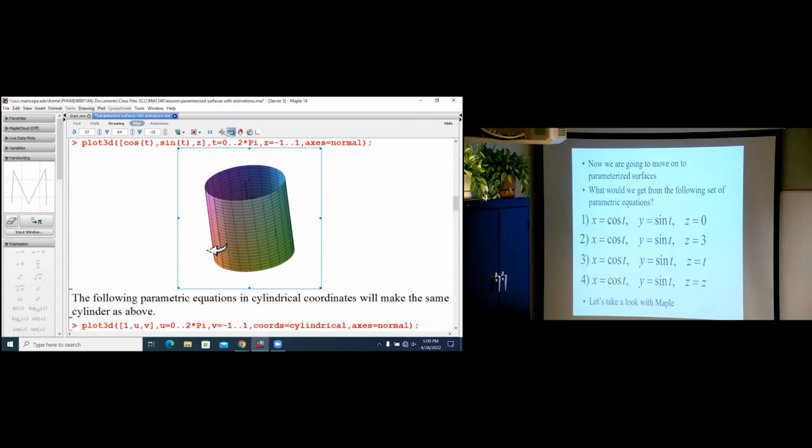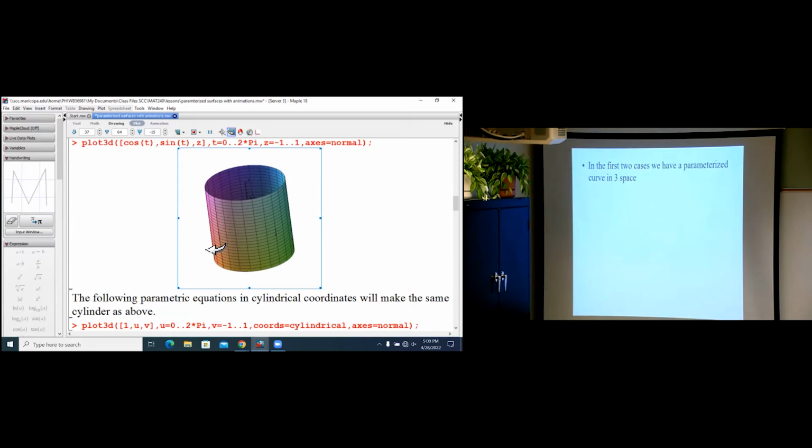Now, like I said, I'm going to do some stuff in Maple that we won't be able to do in Calculus 3D, and that's okay. So I just want to differentiate one more time. In the first couple of cases, we had a parameterized curve in 3 space because we only had one variable of parameterization. Now we have parameterized surfaces because we have 2 of them. So x, y, and z can be functions of up to 2 variables, and those 2 variables are going to have a range.